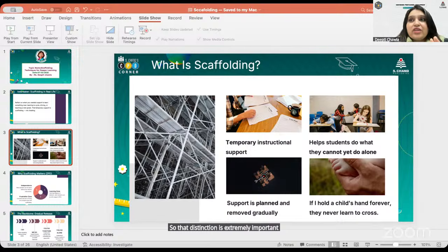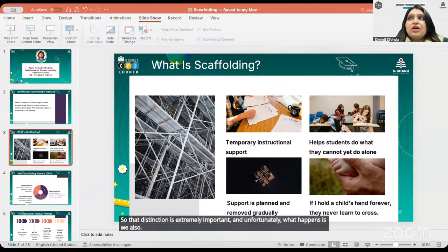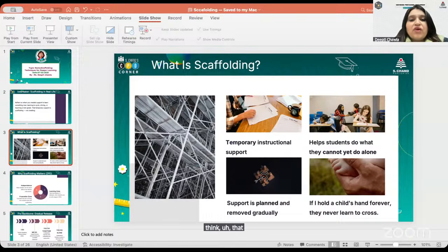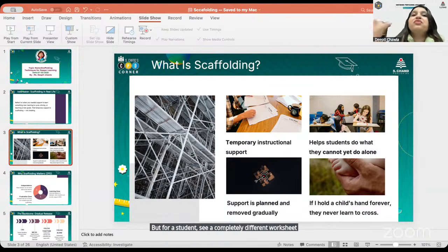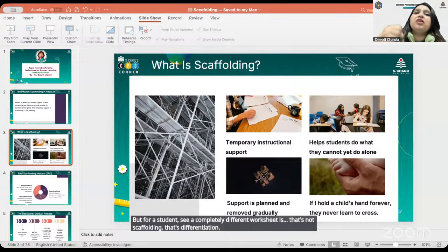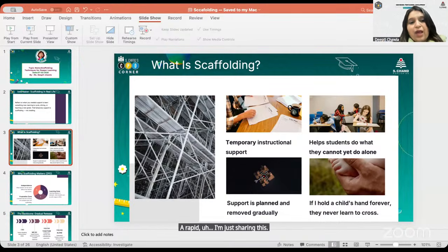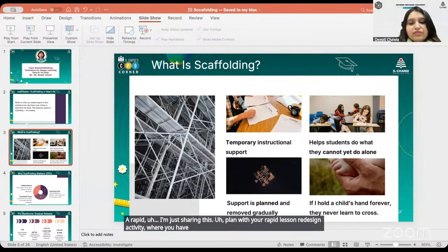And unfortunately, what happens is we also think that scaffolding somewhere means that for student A a particular worksheet or practice sheet is provided, but for student C a completely different worksheet is provided. That's not scaffolding, that's differentiation. Scaffolding is providing similar input to all these students. I'm just sharing this plan with you, a rapid lesson redesign activity where you have an I do thing, a we do thing, a you do thing, and a you do alone thing.